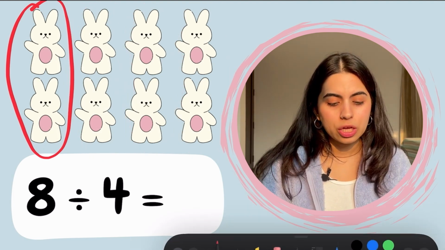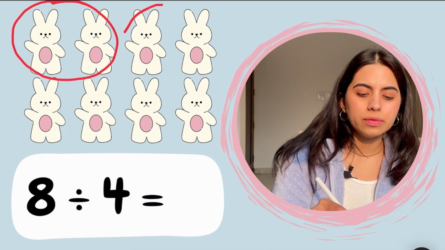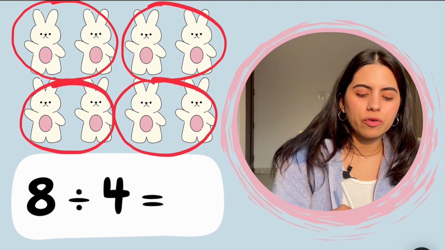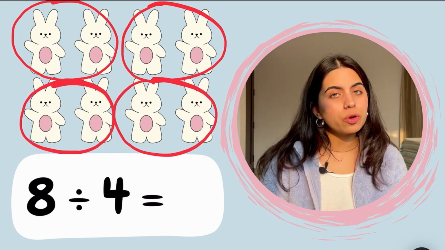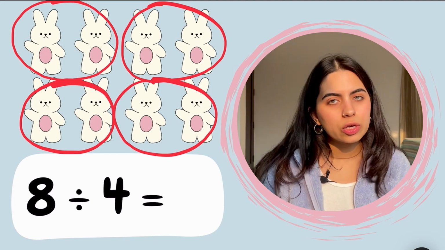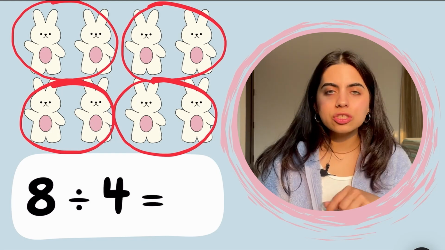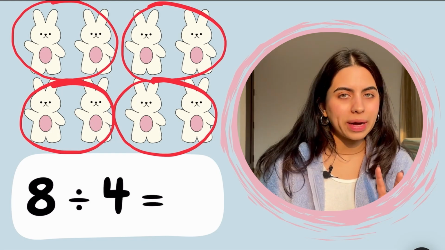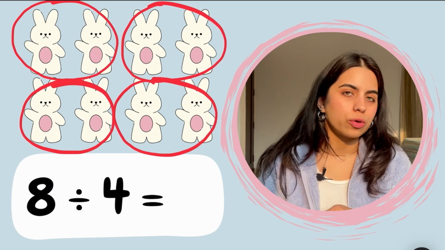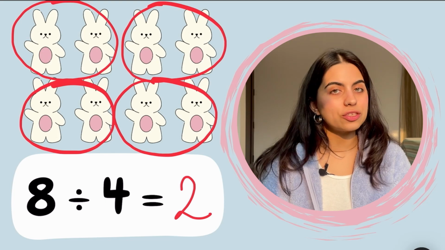Absolutely you can. You can group it in this way as well. Group number 1, group number 2, group number 3, group number 4. The way you form groupings does not matter as long as each group has an equal number of things. So we had to form 4 groups, and each of these groups now has 2 bunnies. So 8 bunnies divided into 4 groups is 2 bunnies in each group.